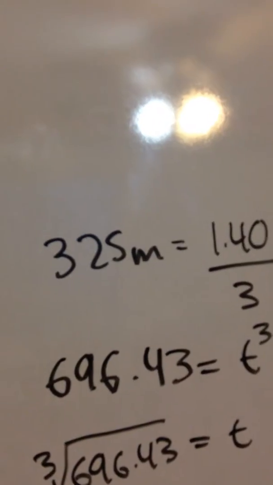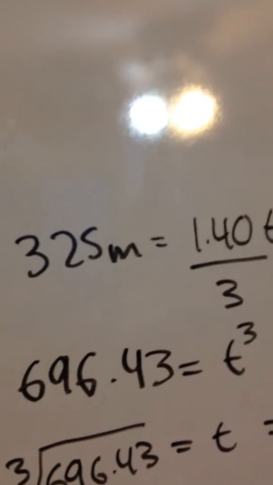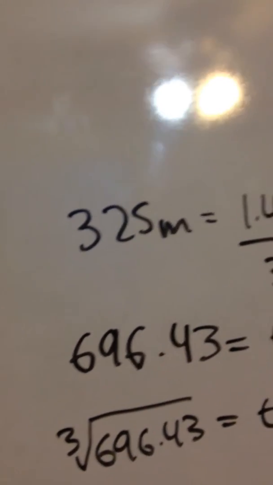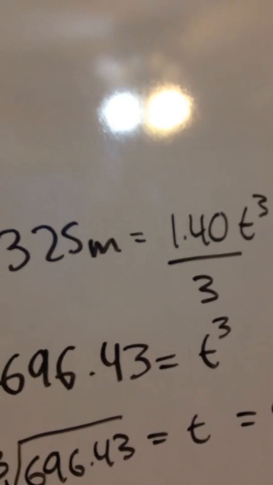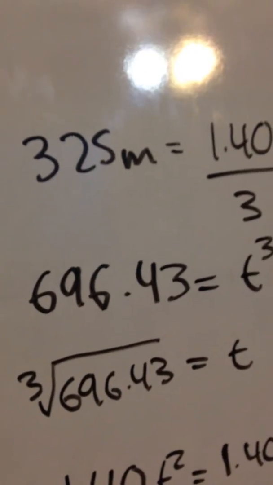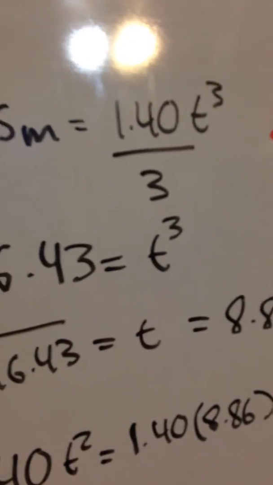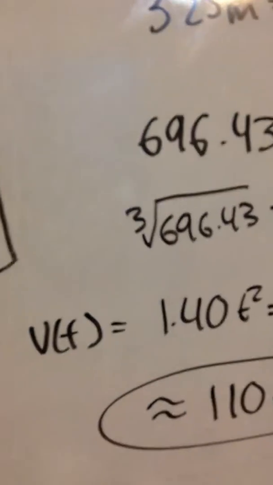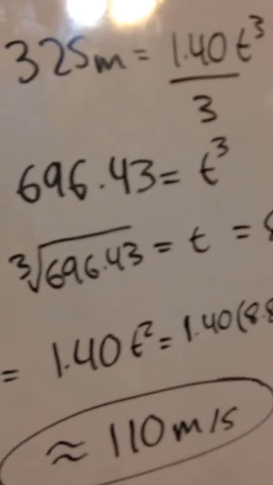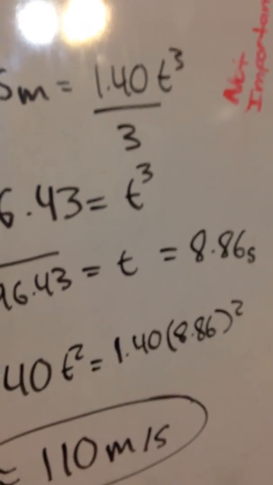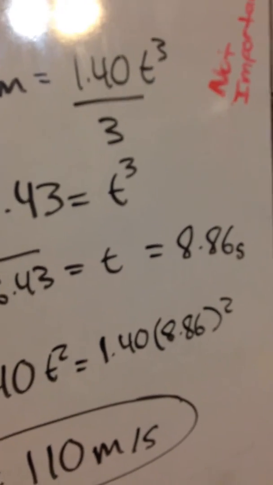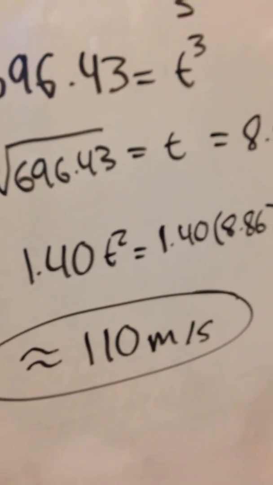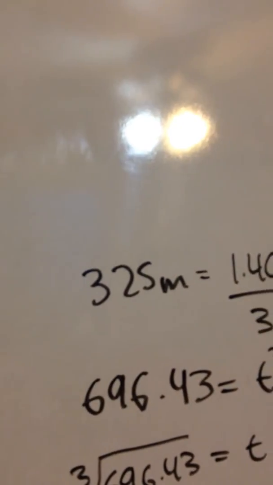By simplifying that, we just move all the numbers over. We multiply 325 by 3 and divide it by 1.40, and that means 696.43 equals t cubed. We take the cube root of 696.43, and that will equal t, which equals 8.86 seconds. Plugging that into our velocity equation, we have 1.40 times t squared, which is 1.40 times 8.86 squared. That's approximately 110 meters per second at 325 meters from the Earth.